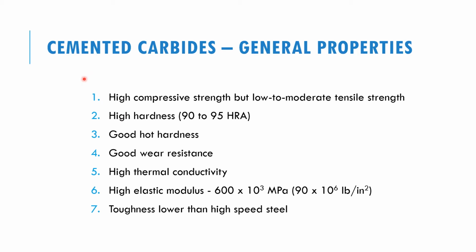Here are some general properties of cemented carbide: high compressive strength but low to moderate tensile strength, high hardness, good hot hardness, good wear resistance, high thermal conductivity, high elastic modulus, and toughness lower than high speed steel. Cemented carbide is the most widely used cutting tool in the industry due to its reasonable properties, because as you can see previously, its hot hardness is in the middle compared to ceramic, HSS, and plain carbon.